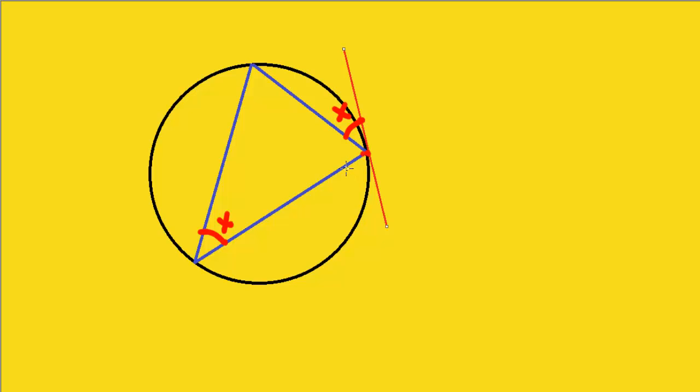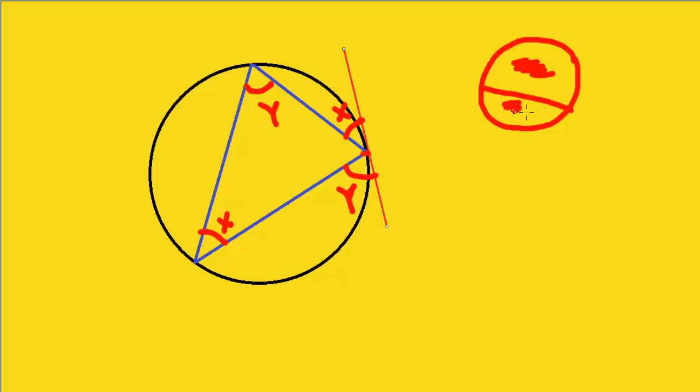It also says that the angle this blue chord here makes with the tangent here is equal to that angle. And that's pretty much it. If you recall from the name of the theorem, it's called alternate segment. A circle can be divided into two segments, for instance, by a chord. So if I just draw a chord here, I have this as a segment, this is another segment.